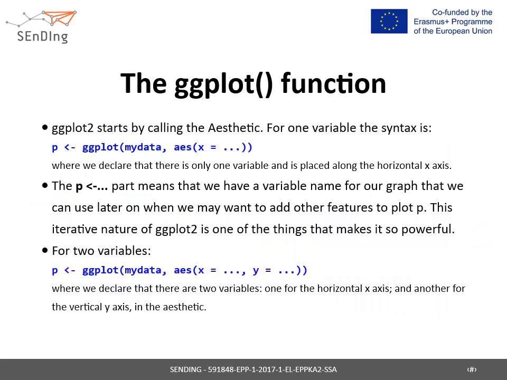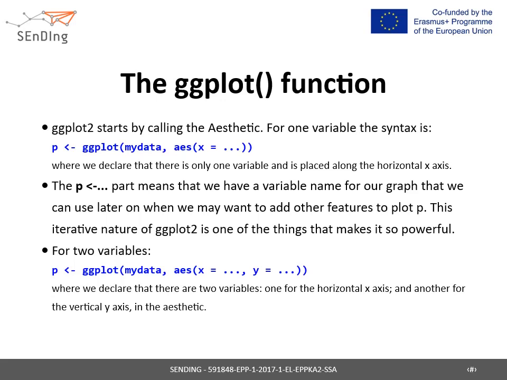While qplot is easy to use for simple graphs, it does not exploit the powerful grammar of graphics. The ggplot function does that. ggplot starts by calling the aesthetic. For one variable, the syntax is the one depicted in blue on the slide. Here, we declare that there is only one variable, and it is placed along the horizontal x-axis.